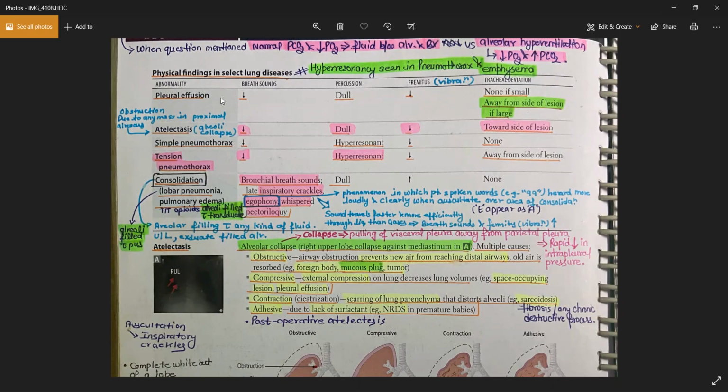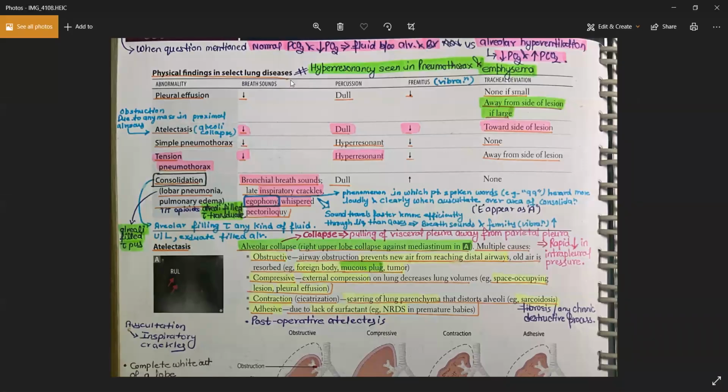In case of a pleural effusion, you have the pleura filled with excessive fluid. In case of atelectasis, you will have a collapse of the airways, a collapse of the alveoli. In case of pneumothorax, the pleural space will be filled with air. And in case of consolidation, the lungs themselves, the parenchyma, alveoli, airways, will be filled with fluid. So let's discuss how we differentiate between all these conditions by examining the patient.